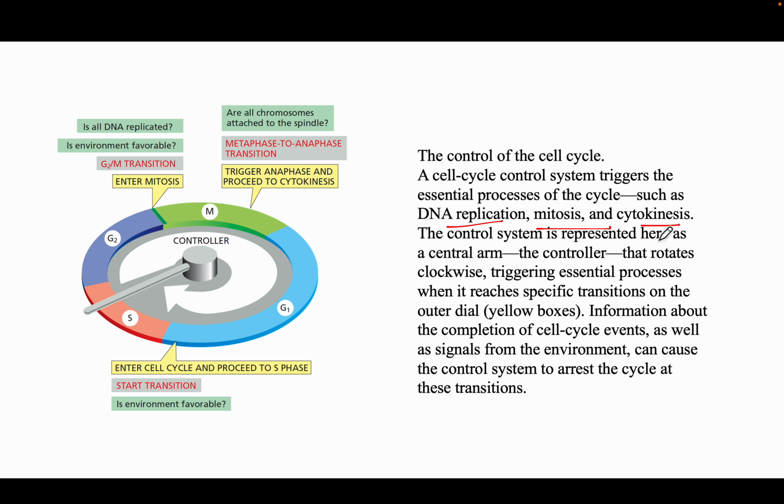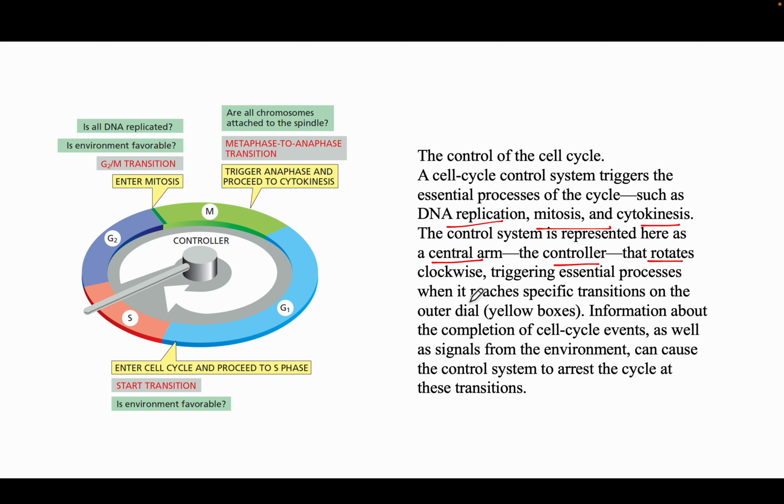The control system is represented here as a central arm, or the controller, that rotates clockwise. The controller is basically some proteins which determine whether everything is going correctly or not. If there is damage in the DNA during replication or during division, we cannot proceed, so we have to stop at that stage. So there are some checkpoints.